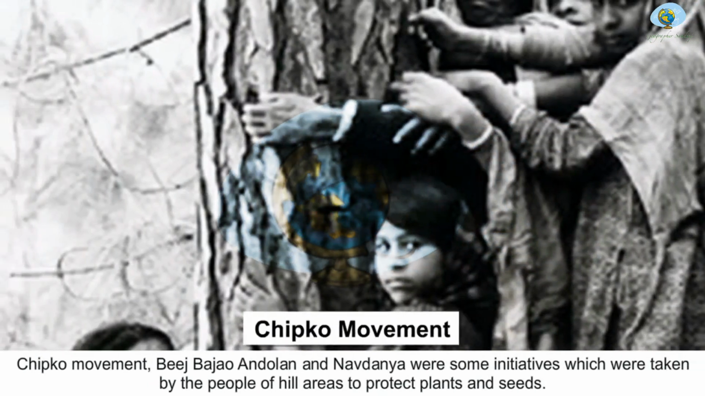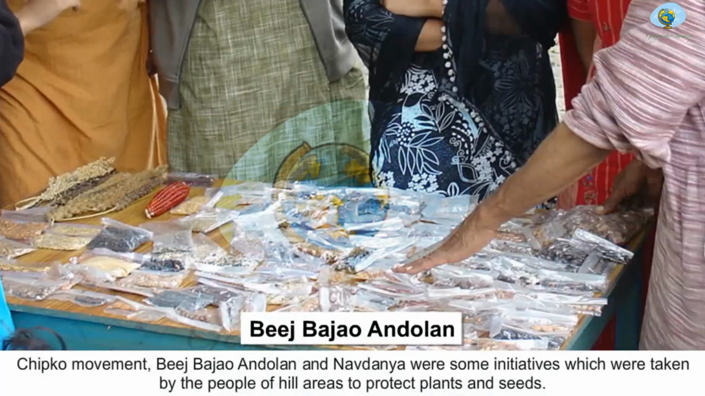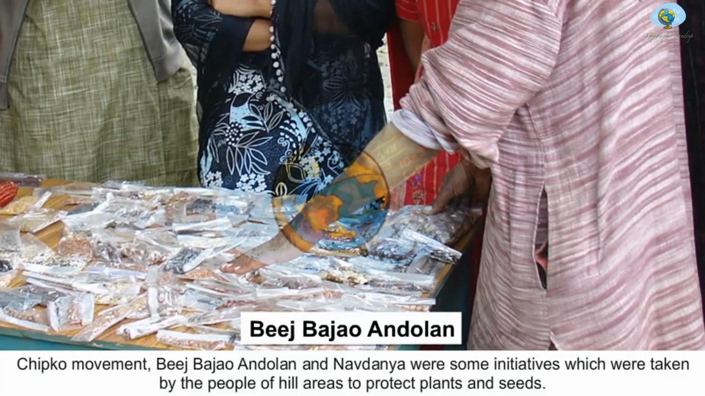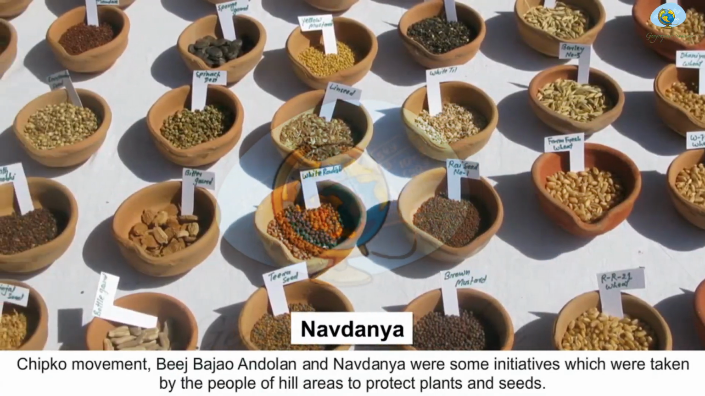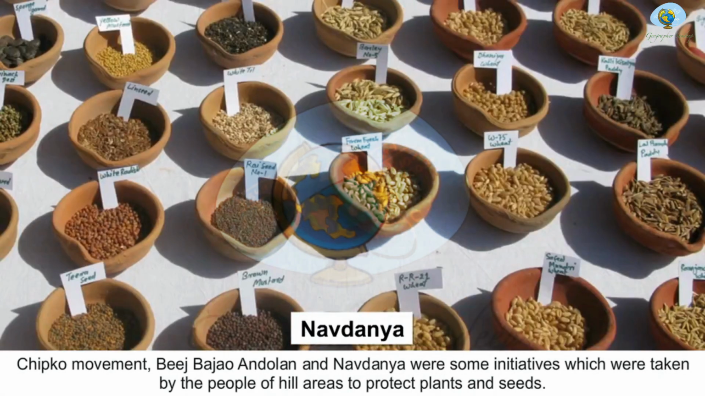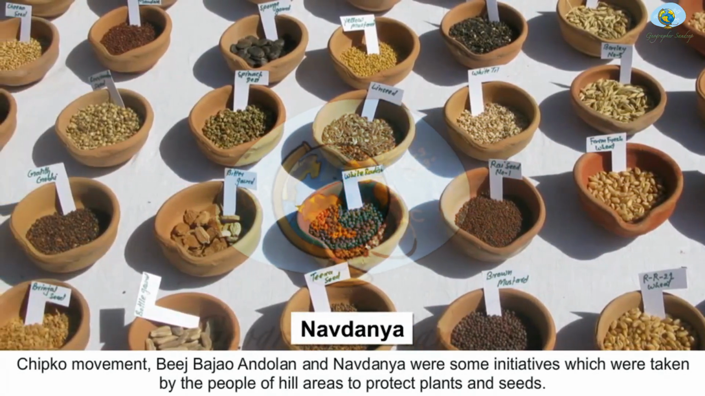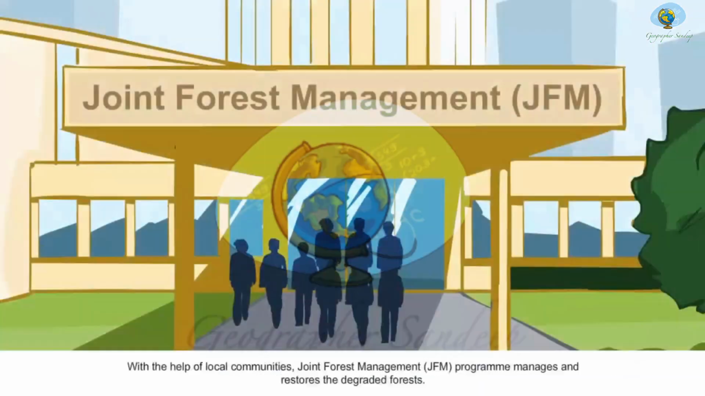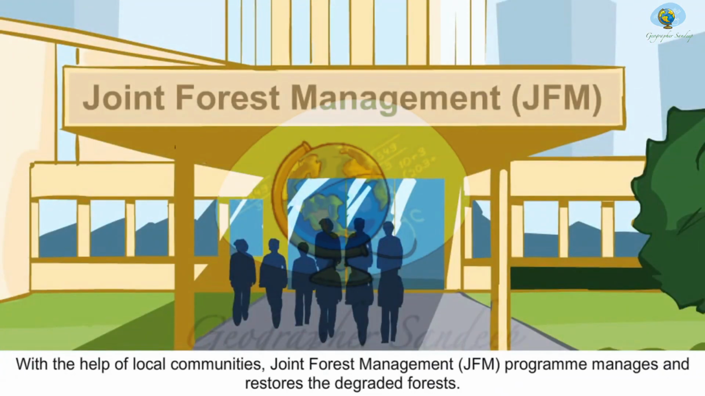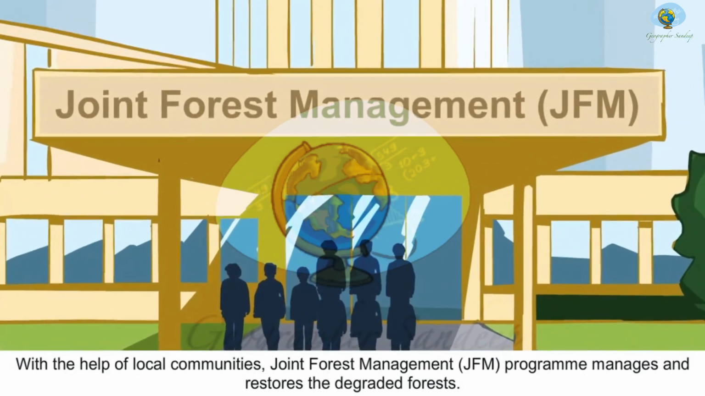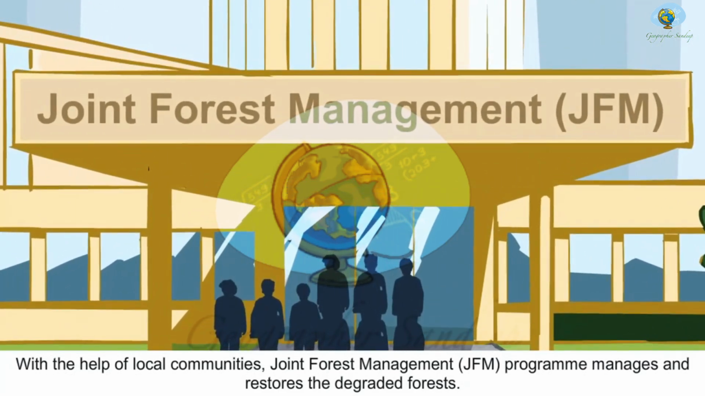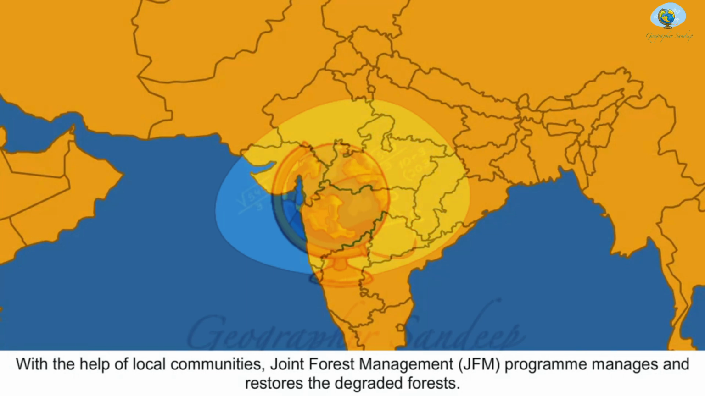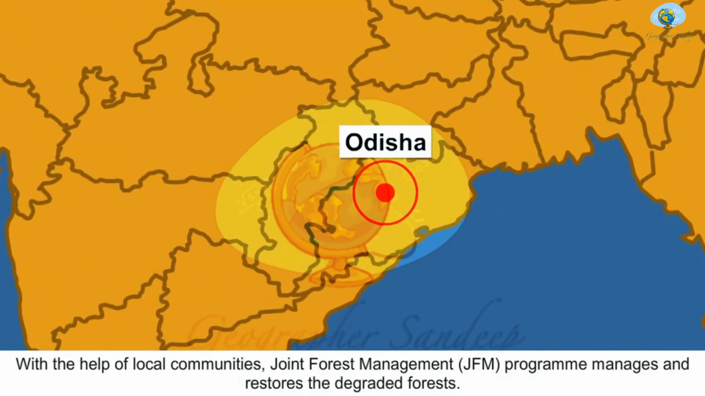Chipko movement, Beej Bachao Andolan, and Navdanya were some initiatives which were taken by the people of hill areas to protect plants and seeds. With the help of local communities, Joint Forest Management or JFM program manages and restores the degraded forests. JFM program was first started in Odisha state.